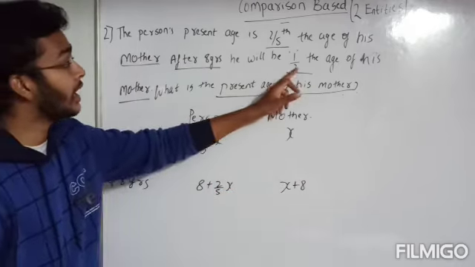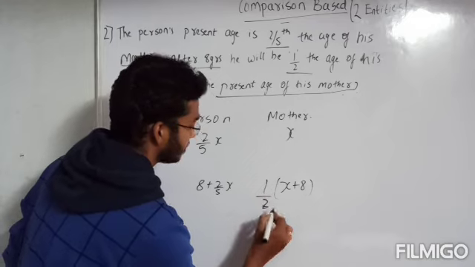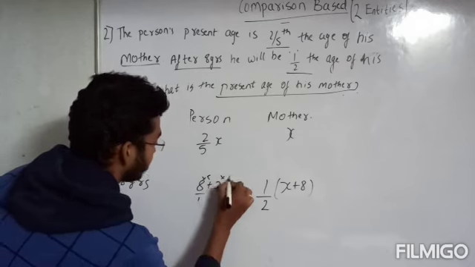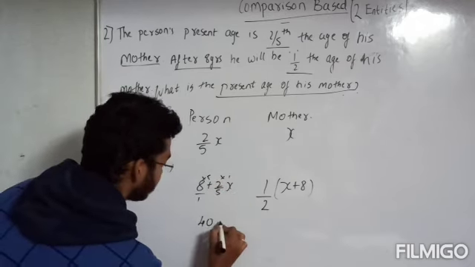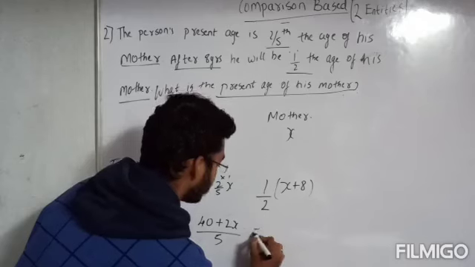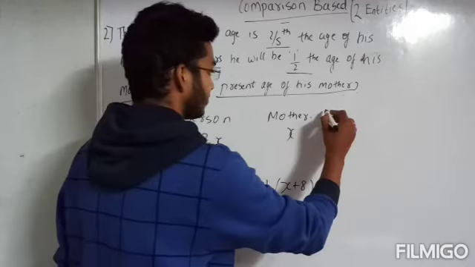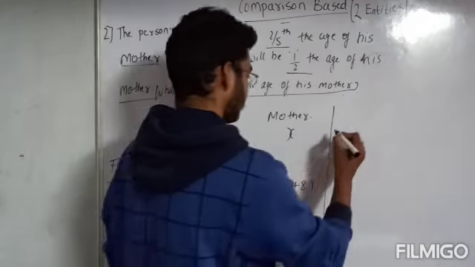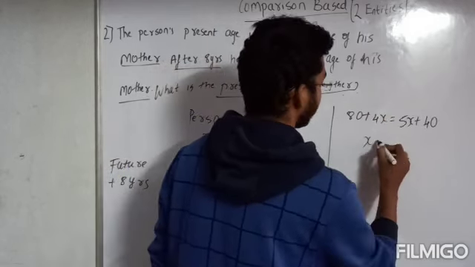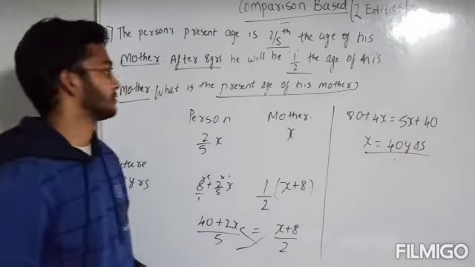What happens? He will be half the age of his mother. So multiplying by half the age of his mother. Now by taking the LCM, we will get 40 plus 2x divided by 5, and this will be equal to x plus 8 divided by 2. By solving this equation, we will get x equal to 40. So his mother's present age is 40.